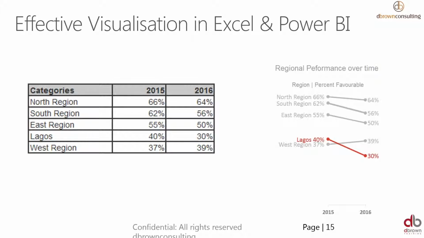Obviously, your eyes have gone to Lagos, and you saw Lagos went down from 40% to 30%. And then you can see what happened between 2015 and 2016 for everybody. A simple slope graph makes a lot more sense than a table. Another example is a pie chart.